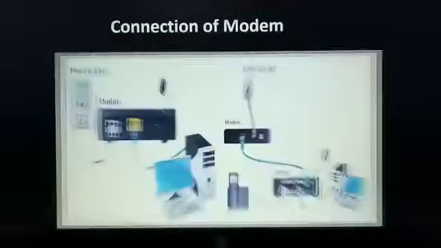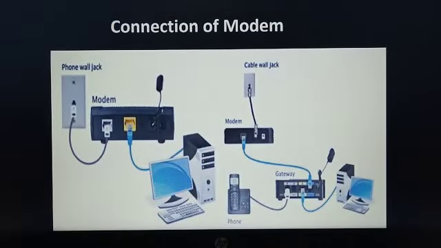Now you can see the connection of the modem. In this way you connect the modem. Here the modem is connected to the phone wall jack, and here is our system. Then here also a modem is connected with the cable wall jack. Here is the phone, and here is the cable wall. And here also a gateway is there, and here our phone is there. So in this way you can connect the modem.